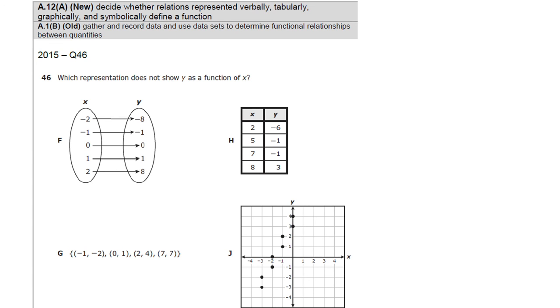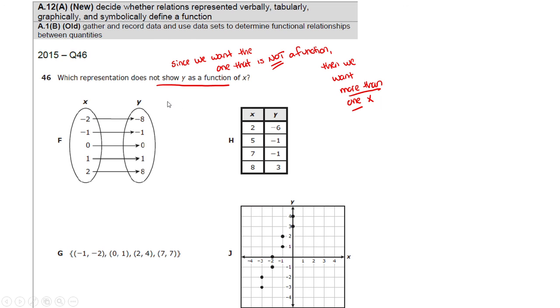Okay, here's a question. Looks very similar to the ones we just did. This one says, which representation, so which answer choice, does not have y as a function of x? So again, they're looking for which one does not have y as a function. So they're trying to be a little tricky here. Since it's one that doesn't show a function, then we want the answer that has more than one x.